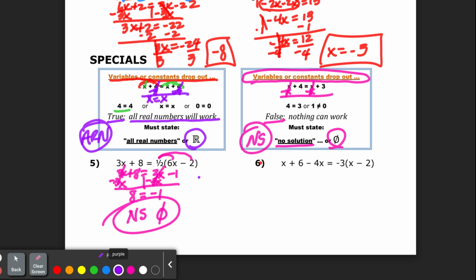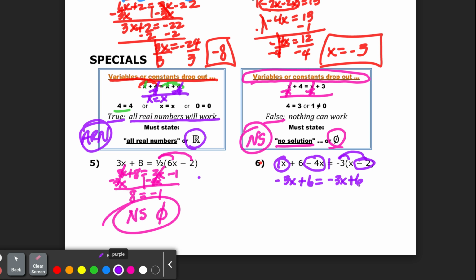All right, let's take a look at number 6. Okay, so here, you see this equal sign? Well, you have a 1x here and a minus 4x there. Those are like terms you must combine. So 1 minus 4 is negative 3x plus 6 equals, and then we're going to distribute. Negative 3 times x is negative 3x. And negative 3 times a negative 2 is a positive 6.